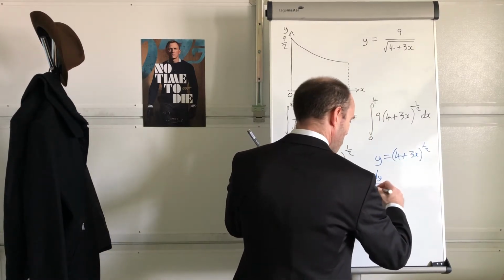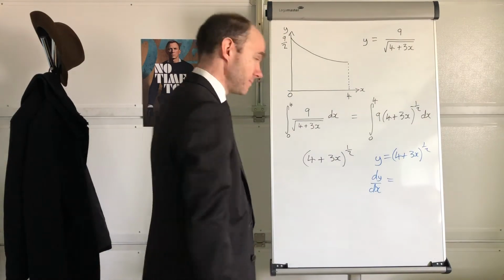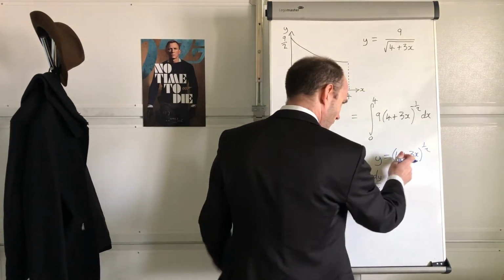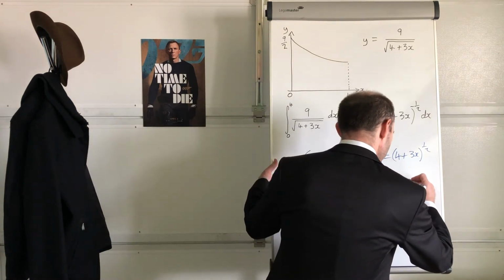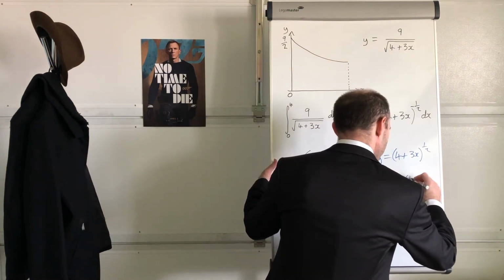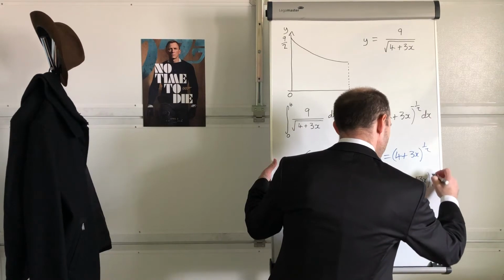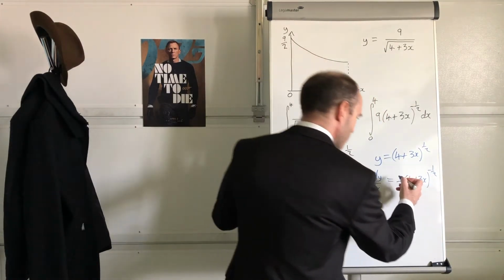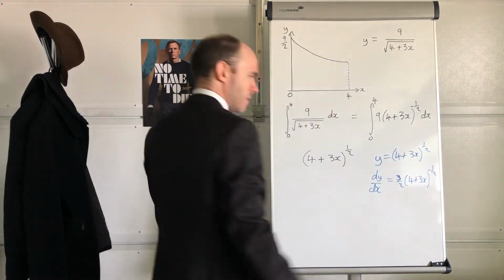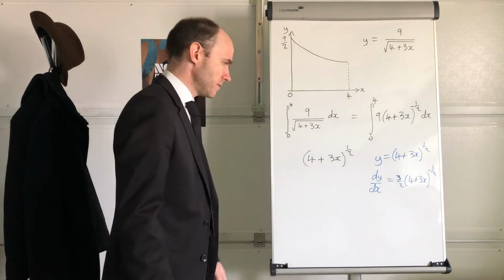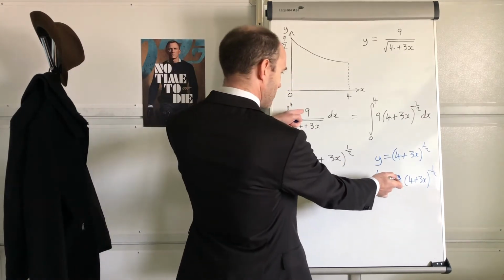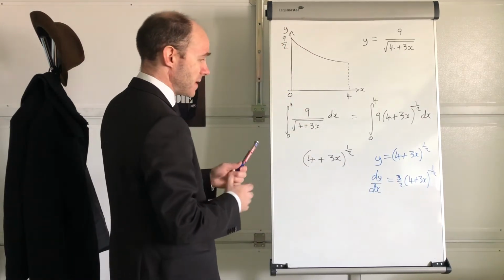Maybe just pause the video and differentiate it, or otherwise just go with what I'm doing. So you've got a half times 4 plus 3x to the negative half, of course. And then multiply by 3, so you get 3 over 2 times 4 plus 3x to the negative half. You can see that this is very nearly the same as that. You just have to decide what to do to make it different.